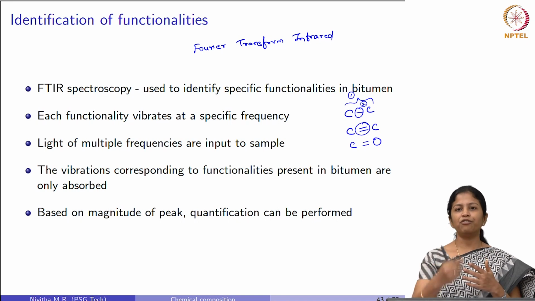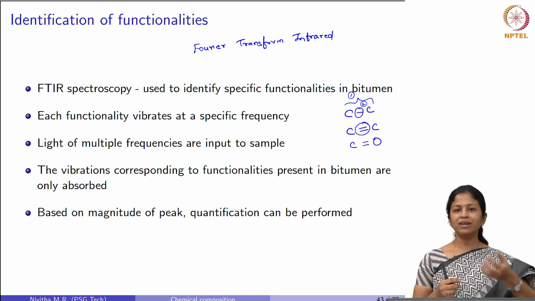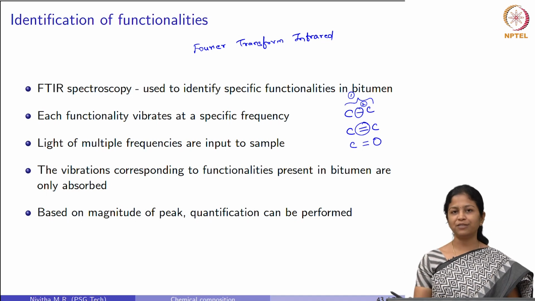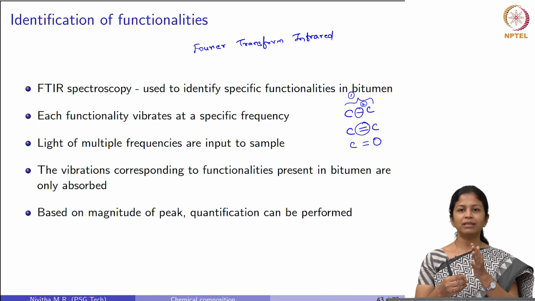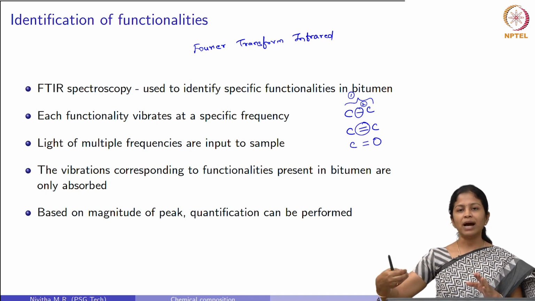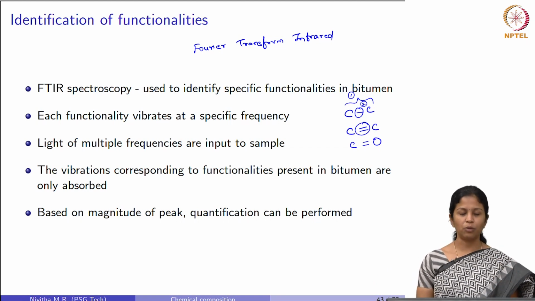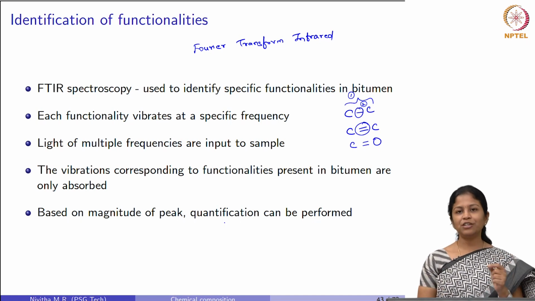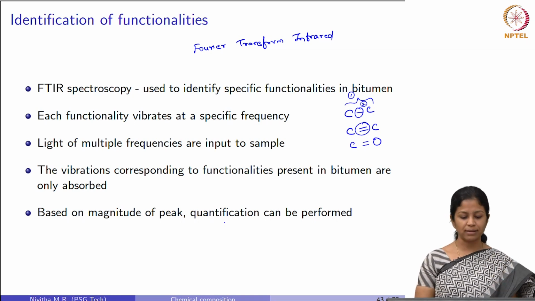We have light of multiple frequencies which are input to the sample. Now, whatever natural vibration is already present in the material, because of all these functionalities, will be absorbed when the light is passed into the sample, and whatever is not present in the material will come out undisturbed. So, this is the principle which is used in FTIR spectroscopy. Based on the magnitude and intensity of the peaks, we can quantify the functionalities which are present in bitumen.